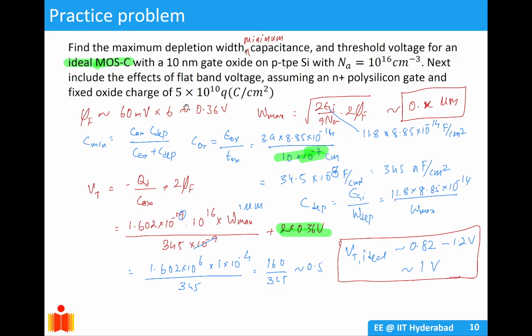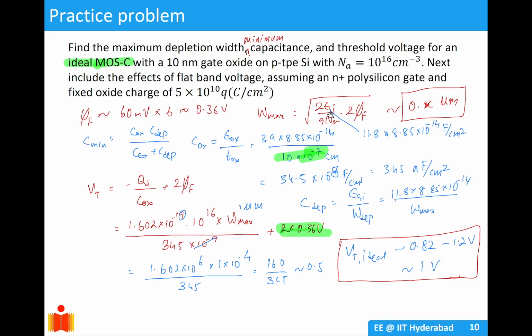So first you calculate your phi f, which comes out to be around 0.36 volts. Then maximum depletion width is given as 2 epsilon Si by q Na into 2 phi f. It will come out to be around 0.something microns. So you can calculate by putting epsilon Si equal to 11.8 into 8.5, q you know 1.6 into 10 power minus 19, Na you know 10 power 16, phi f 0.36, so you can calculate W max.